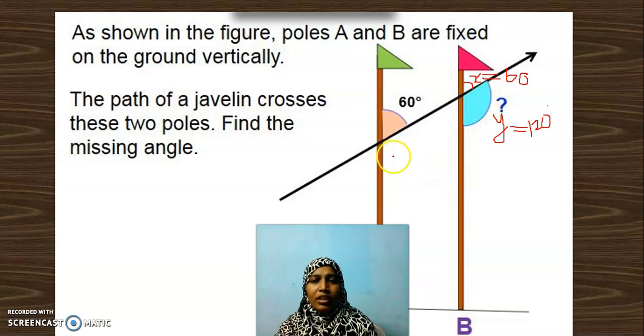Even if you get a story problem without the diagram, you should know to draw the diagram on your own. But they will mention that the poles are parallel. If they have not given the diagram, they will mention the word parallel.